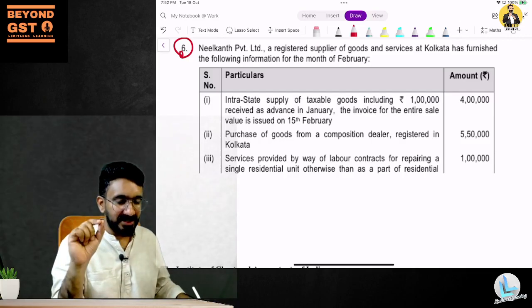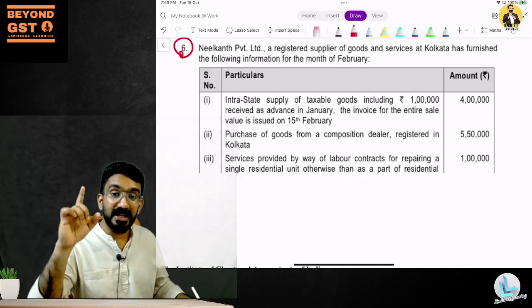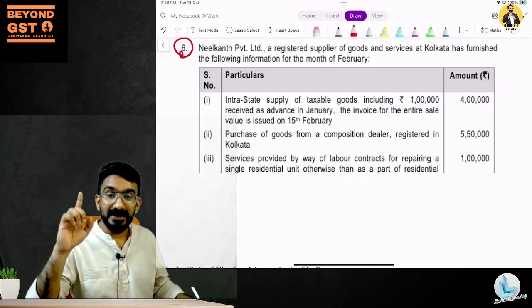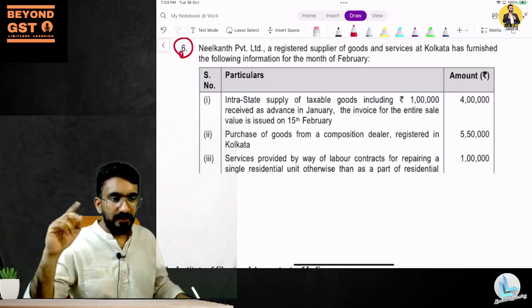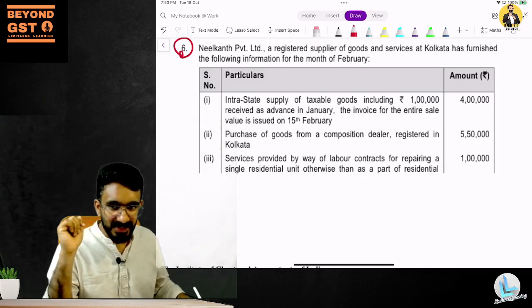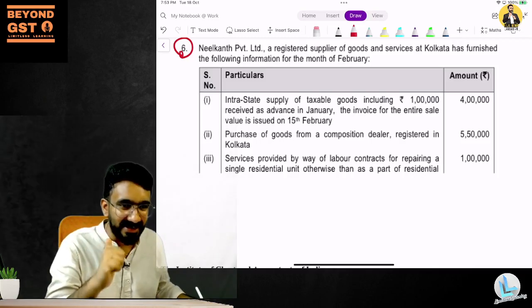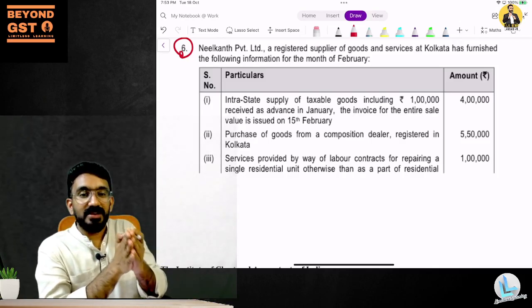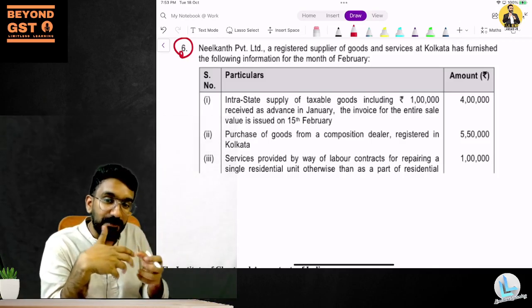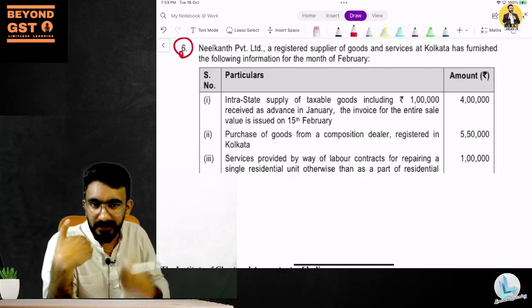So here, what are they trying to test? When you receive an advance, what will be the time of supply for advance in case of goods? It will be the date of invoice. There is a notification 66 by 2017. Rafi has given the correct notification number. Also brilliant, Rafi. Good job. Now, if this was a supply of service, when an advance is received, time of supply would be the date of receipt of advance.